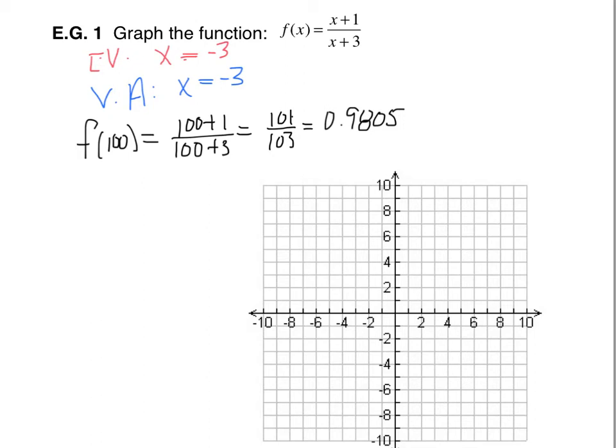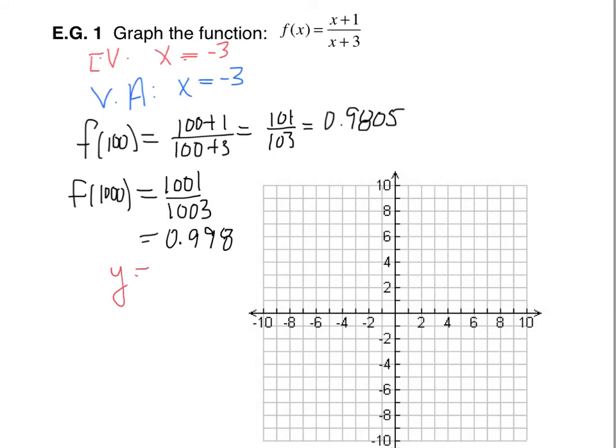Now we investigate how that changes or not with an even bigger value like 1,000. 1001 divided by 1003. So with 1,000 for x, the y value is now 0.998, which is a tiny bit closer to a certain value that I'm going to call 1. So here I believe that the horizontal boundary is going to be at y equals 1.